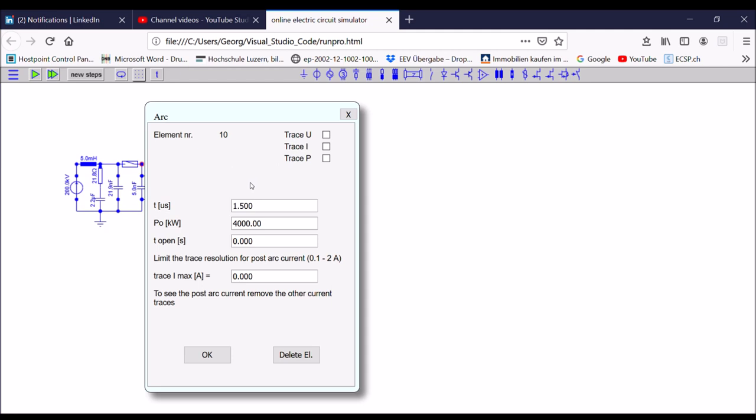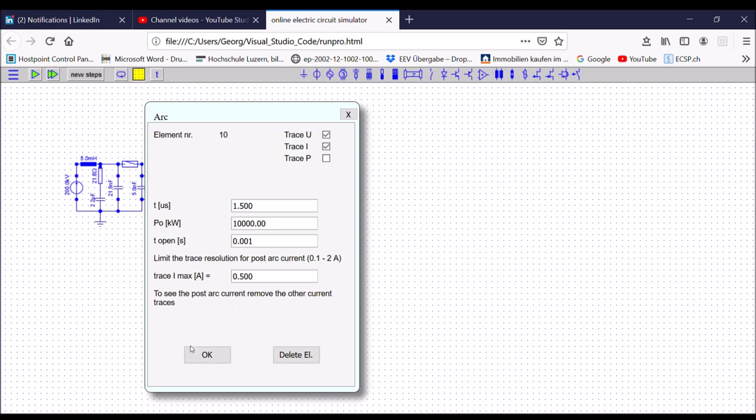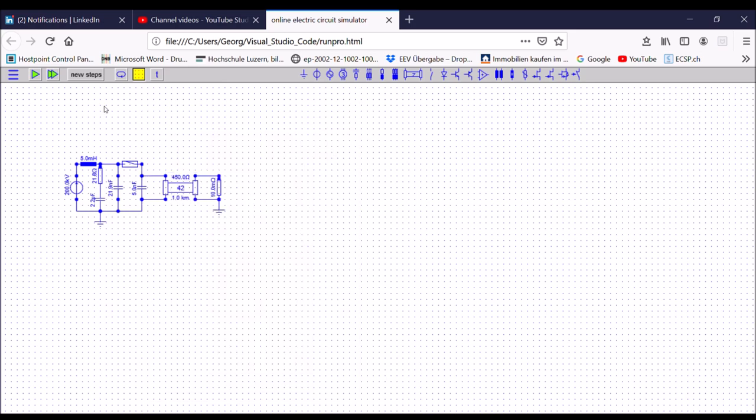If I open it, I can see that I have now two very important parameters. This is the Cassie-Mayr equation, which is used. You can have a look on the internet. It is well described there in the literature. I will take this parameter to 10,000, so it's 10 megawatt. I want the breaker to start the opening at 1 millisecond after starting the calculation. And in order to see anything on the current side, I just limit the maximum resolution of the current to 0.5 amps. Let's now run the simulation.